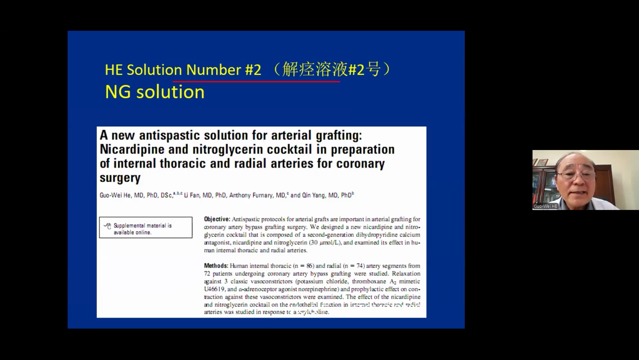Now we developed the second solution, which used nicardipine and nitroglycerin, which is also used clinically now.